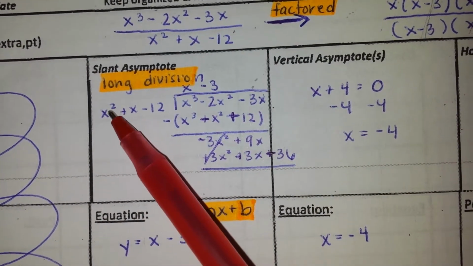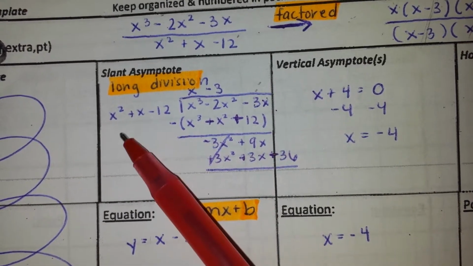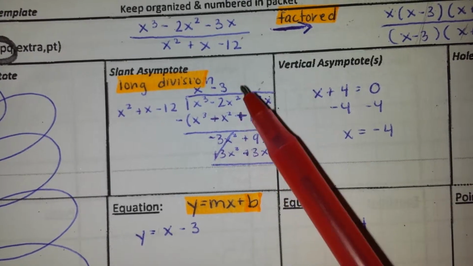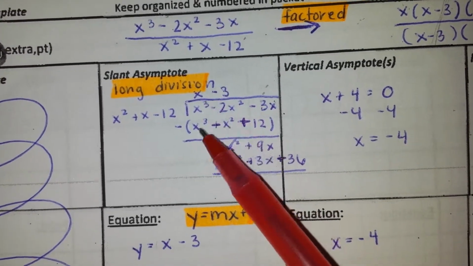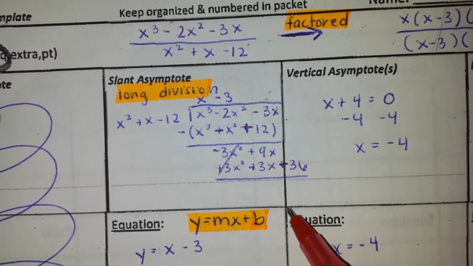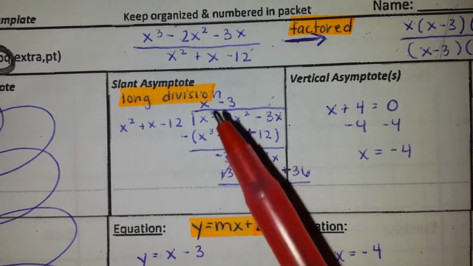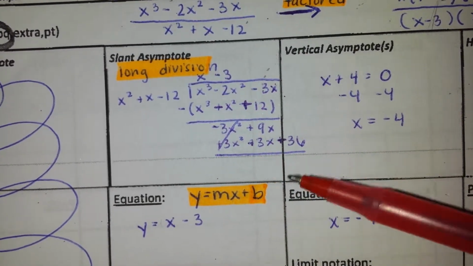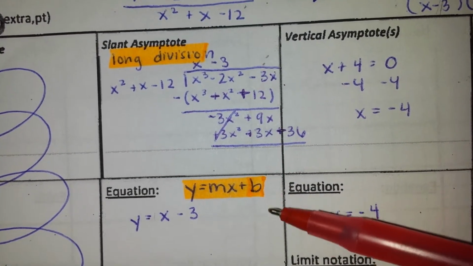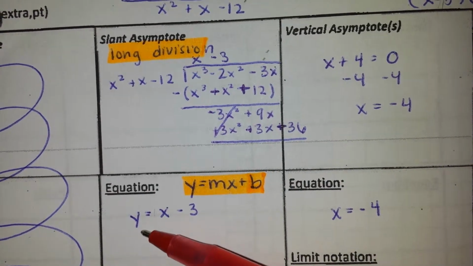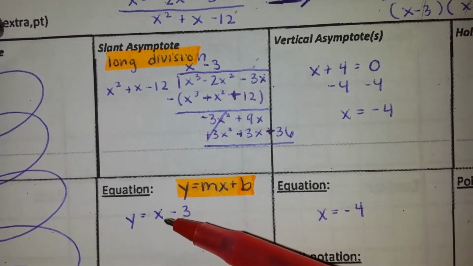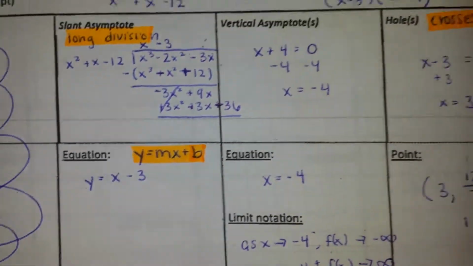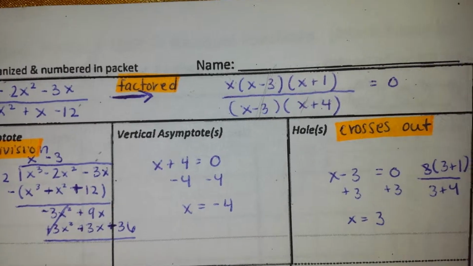So here's my long division work. I have x squared plus x minus 12 on the outside and x cubed minus 2x squared minus 3x on the inside. As you can see in my work, we don't care about the remainder, so we end up with just x minus 3, and we're going to have it in the y equals mx plus b form. So basically our equation is just y equals x minus 3. Once you get that done, we move on to the vertical asymptotes.